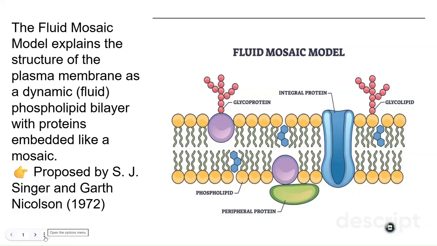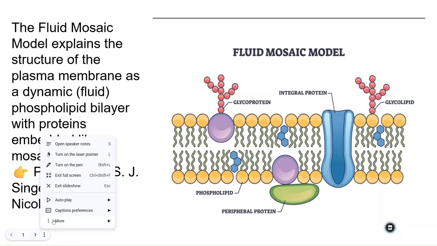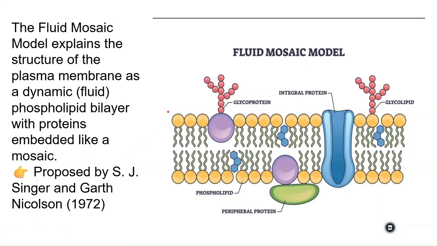So today's concept is the fluid mosaic model. Now as you can see children, the plasma membrane, we have already learned it is a bilipid layer. The fluid mosaic model was given by two scientists, S.J. Singer and Garth Nicholson. You need to remember these two names. It was proposed by S.J. Singer and Garth Nicholson in 1972.